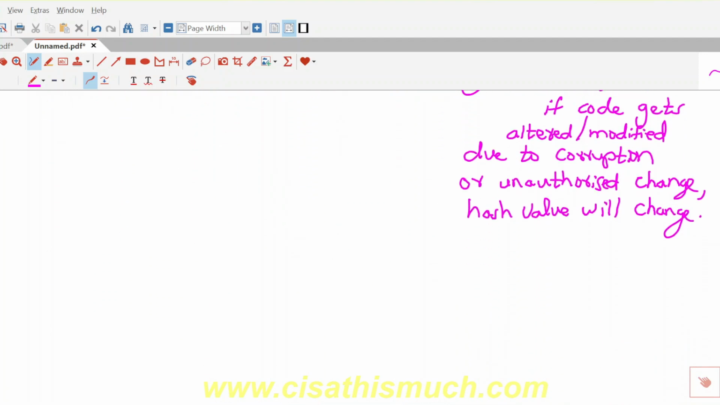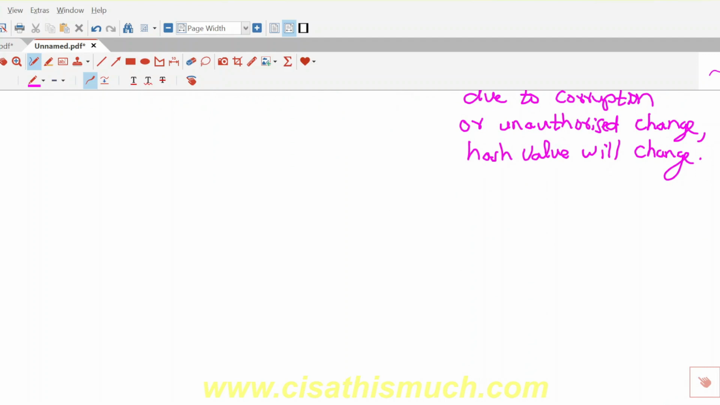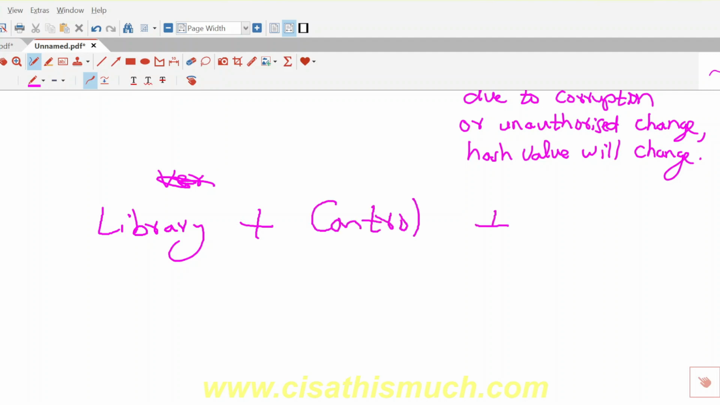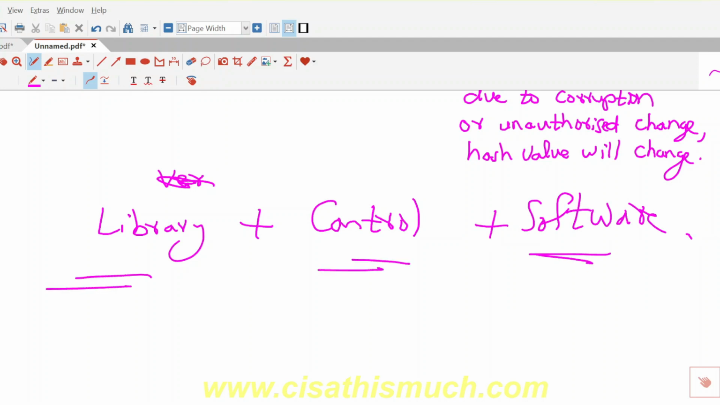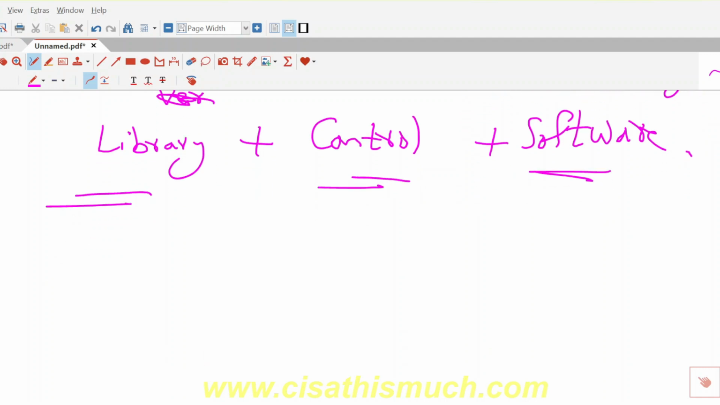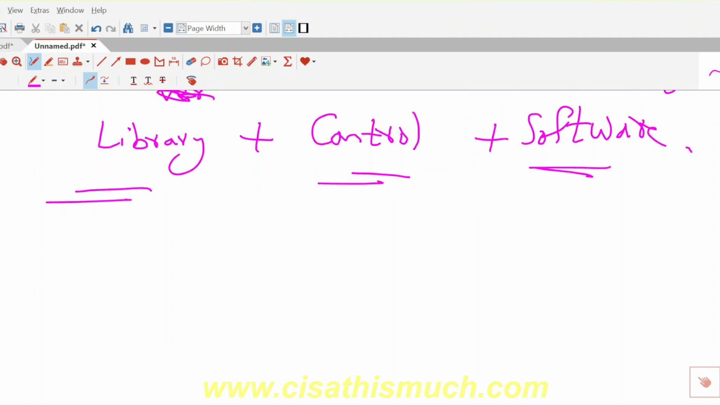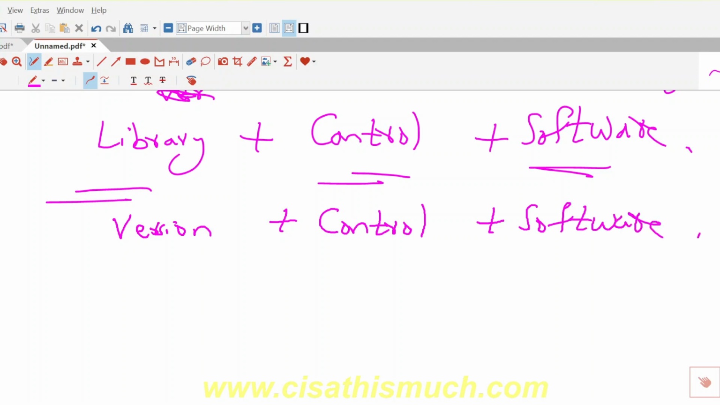Now we also have version control software. We have discussed library control software, right? Three words: library plus control plus software. These three words itself will give you the entire meaning of that term. There is a library, a repository, wherein we are controlling or managing what? Software. It is library control software. We also have something known as version plus control plus software, version control software.